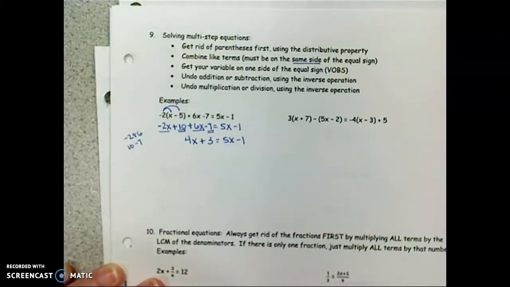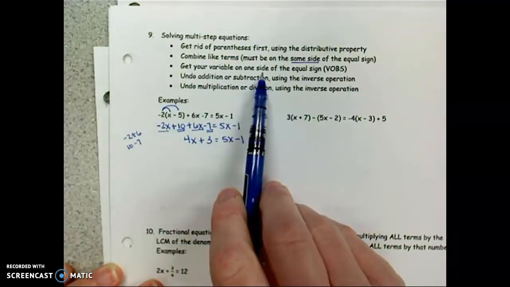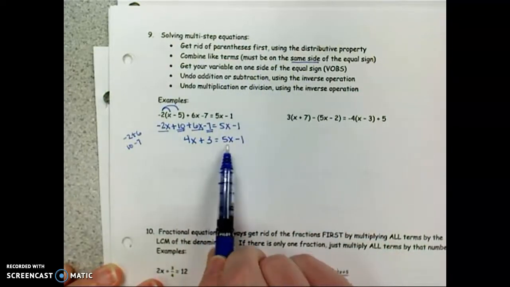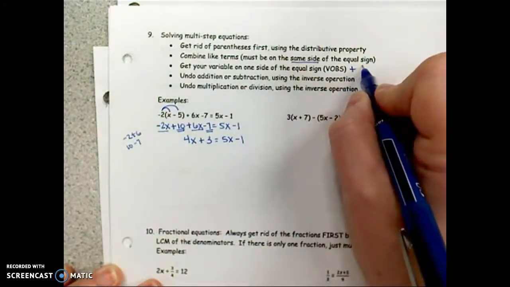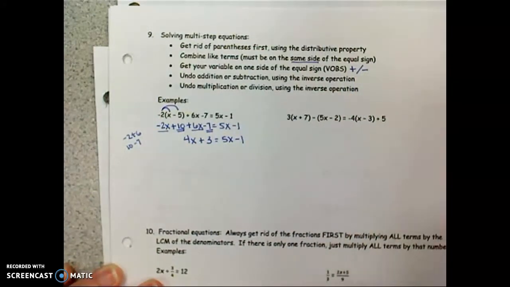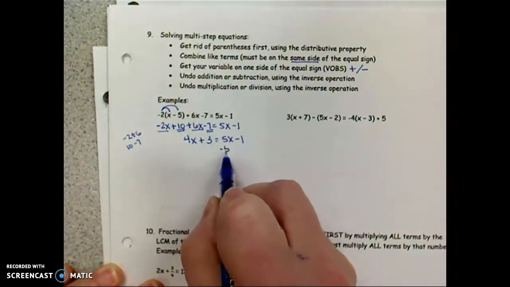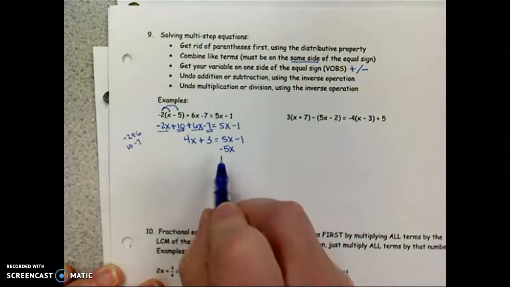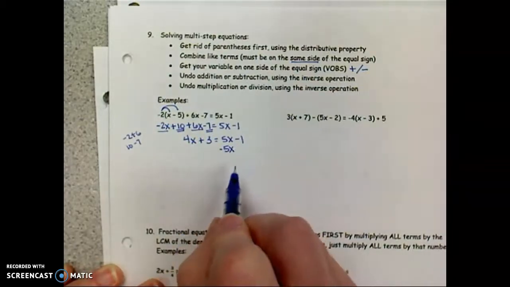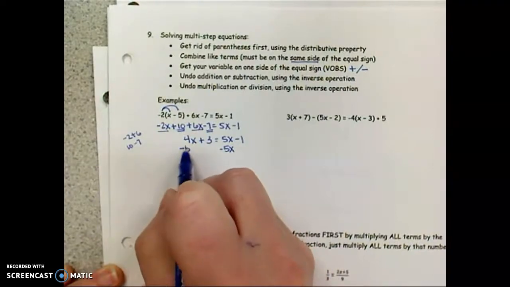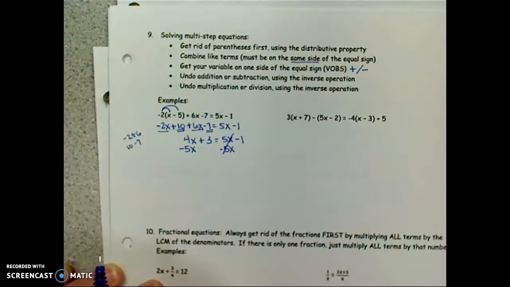The third thing is to get your variable on one side. So remember, this is where most of you like to get rid of the one on the right side. And remember, you're always going to use addition or subtraction to get the variable on one side. So if you want to get rid of this positive 5x, you're going to subtract it away. Remember, it's not minus 5, it's minus 5x. And we're doing the same thing on the other side, minus 5x. So now we don't have an x on the right side anymore.